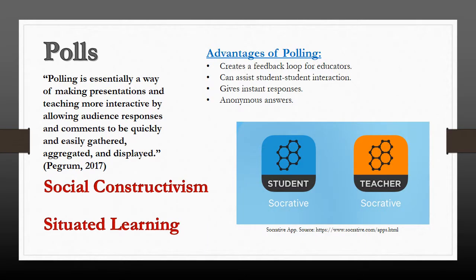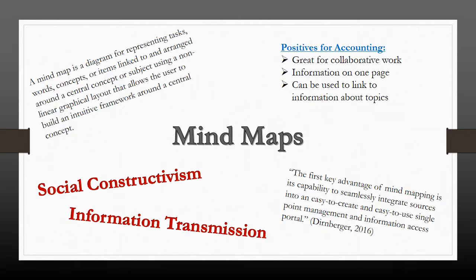Polls can take place in the form of online surveys. Polling is essentially a way of making presentations and teaching more interactive by allowing audience responses and comments to be quickly and easily gathered, aggregated, and displayed. This enhances social constructivism and situated learning as it makes the classes more interactive with students and teachers. I have used Socrative in commerce lectures before and found that the advantages of it included creating a feedback loop for educators, assisting in student-to-student interaction, giving instant responses, and being able to answer anonymously.